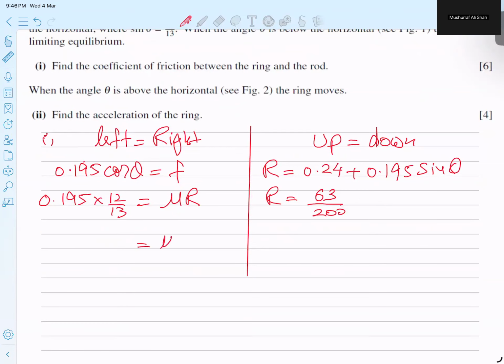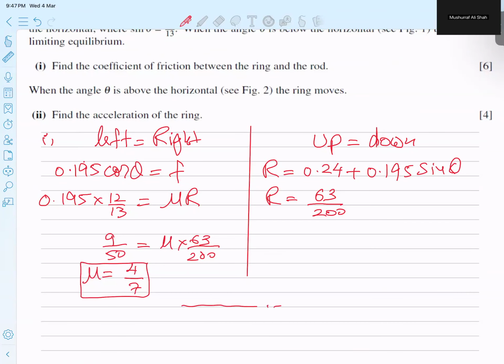So mu times 263 by 200, and the left-hand side is 0.195 times 212 divided by 13. I'm getting here 9 over 50. And when this multiplier goes there, I will get my mu value, and that turns out to be 4 over 7. It is giving us an exact number, but let me recheck once again. Divided by 63 divided by 200, and the answer is 4 by 7.